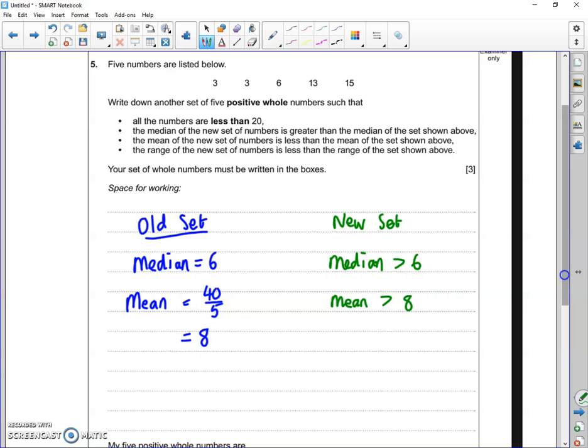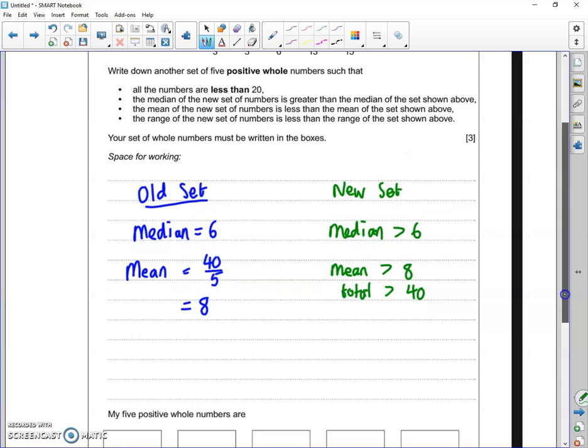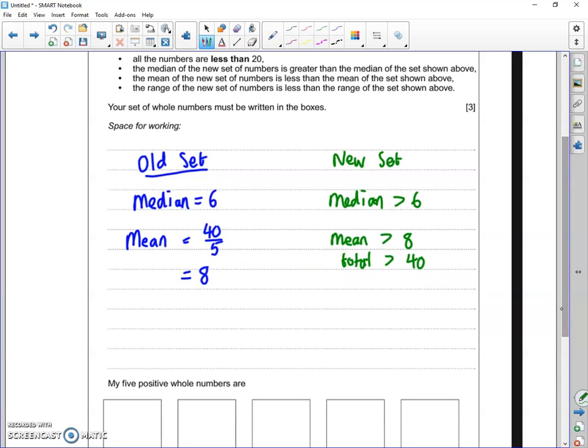And the easiest way to do that is to make sure that your total for your 5 numbers is bigger than 40. If your total's bigger than 40, your mean will be bigger than 8, because we are also dividing by 5 like the original set. And the range of the new set has got to be less than the set shown above. So the biggest take away the smallest. The range for those numbers is 12.